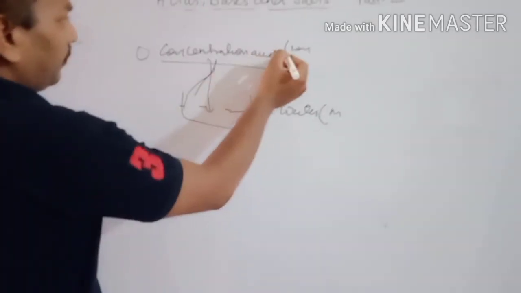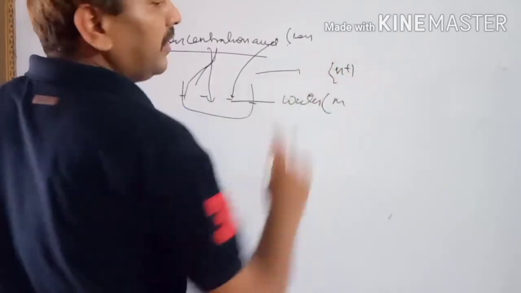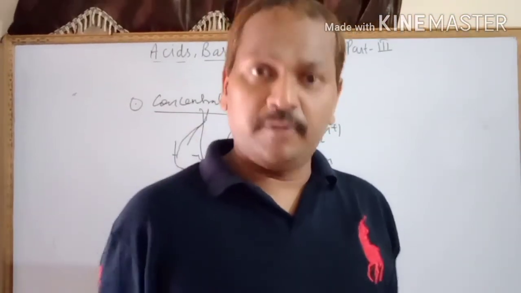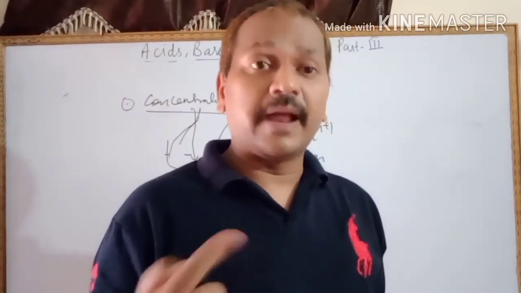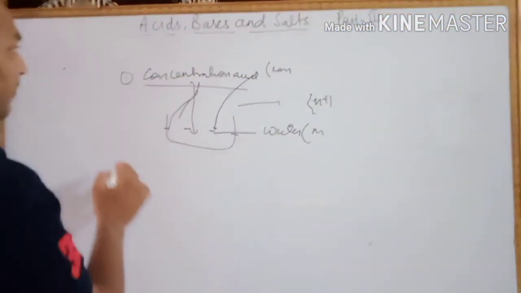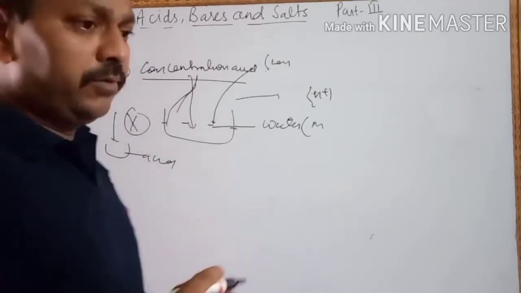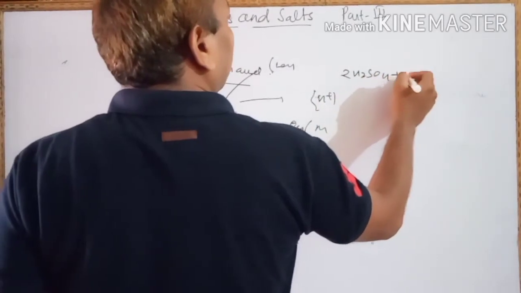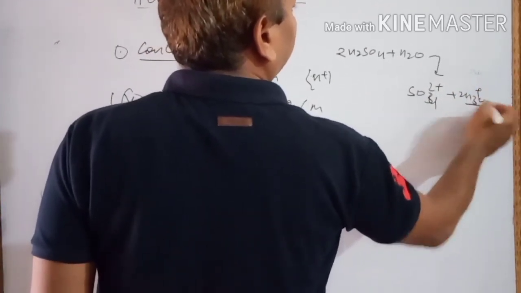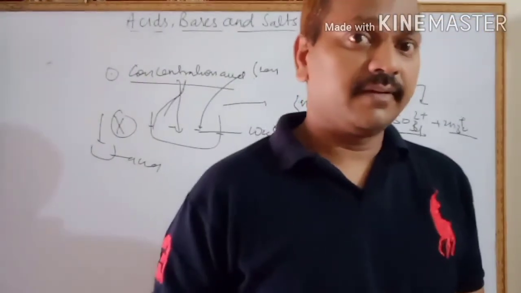On dilution, what would happen? The concentration of hydrogen ion decreases per unit volume, right? This point is clear. So this is the concept of dilution. We always dilute acid in water. We never add water to acid. Simple. This method we don't use, right? Normally when we dilute acid, suppose H2SO4 plus water, it will form SO4 2 minus and 2H3O plus, and it is an exothermic reaction.